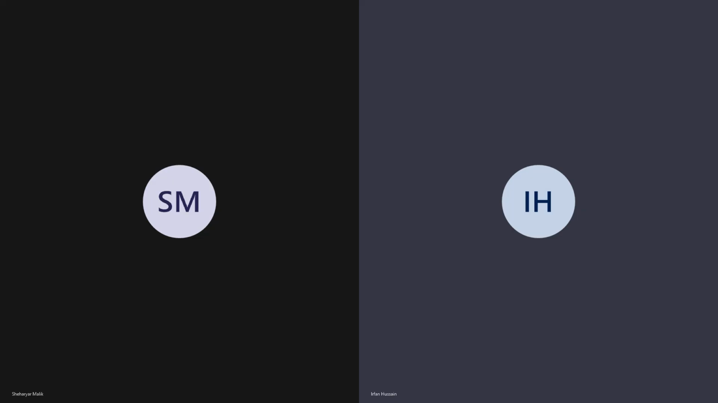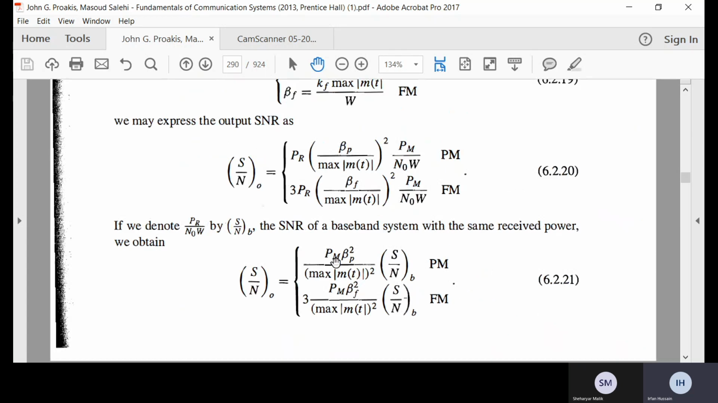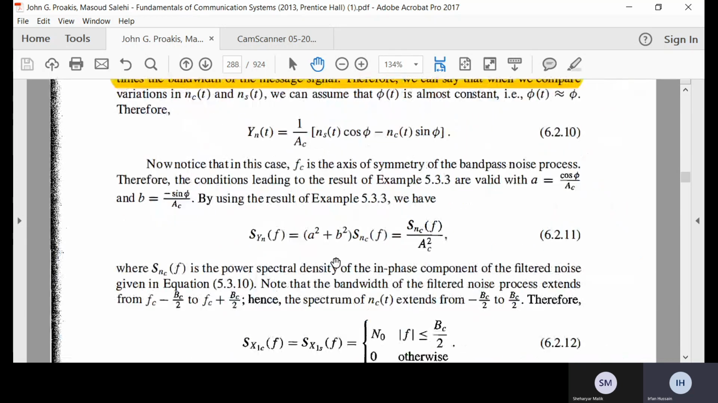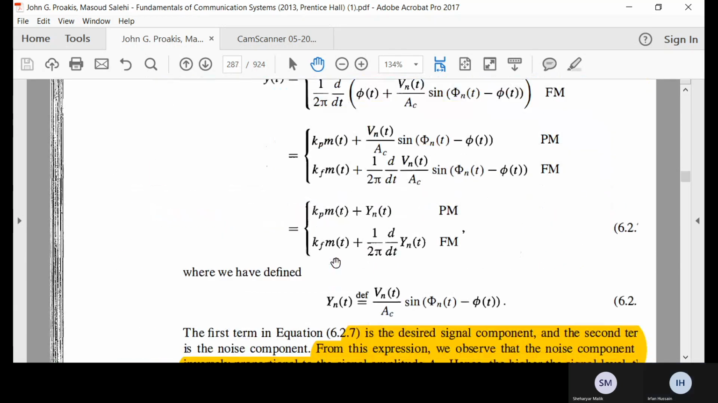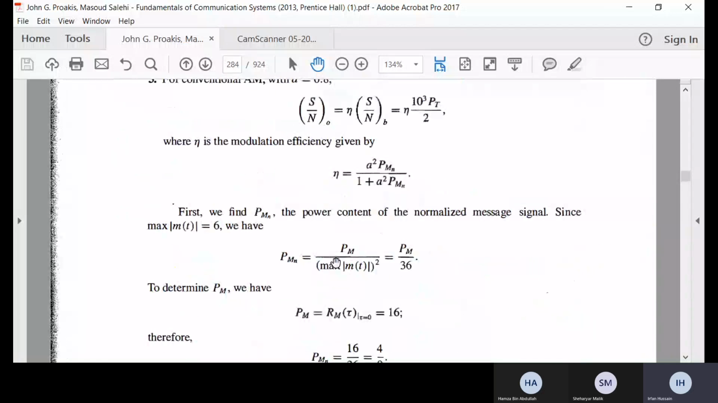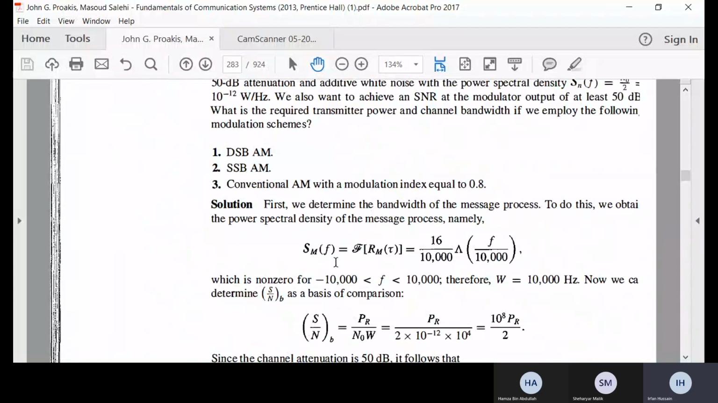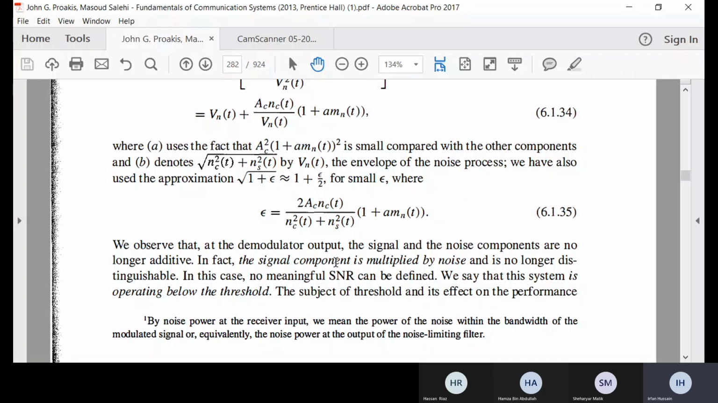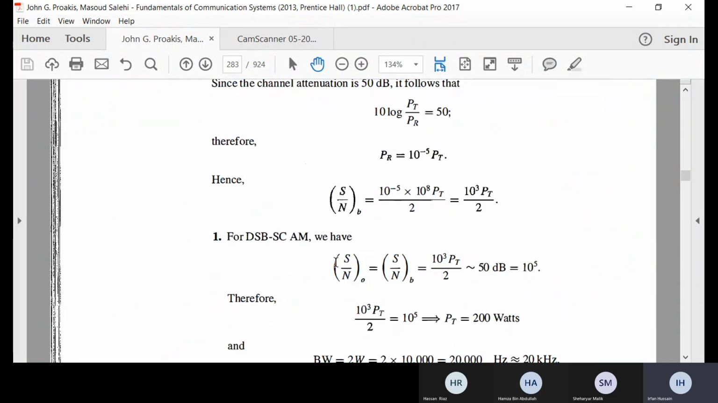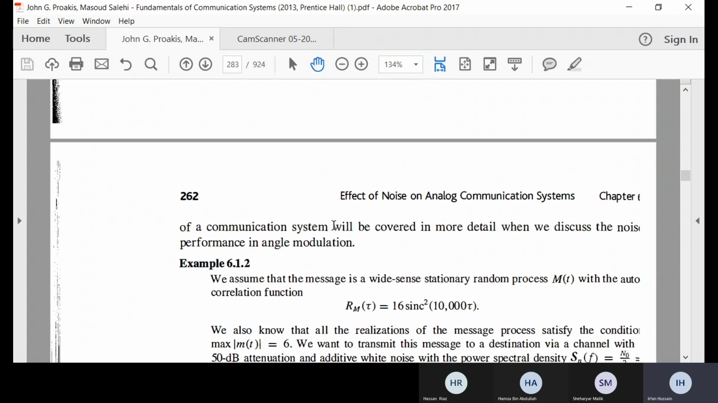All right, we had started chapter 6, in which we were discussing the effect of noise on amplitude modulation or on angle modulation systems. So first of all, we just discussed amplitude modulation in the last lecture. If you could remember, we had this example that we did in the last lecture, 6.1.2.